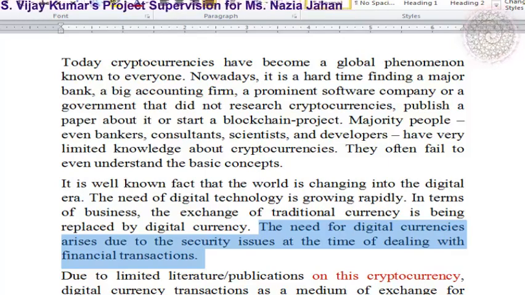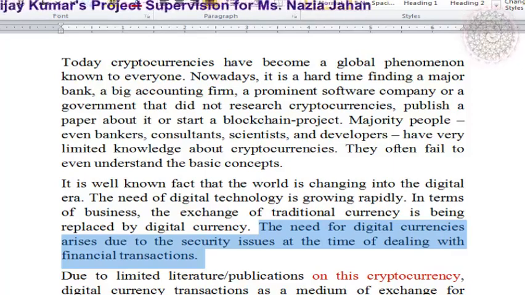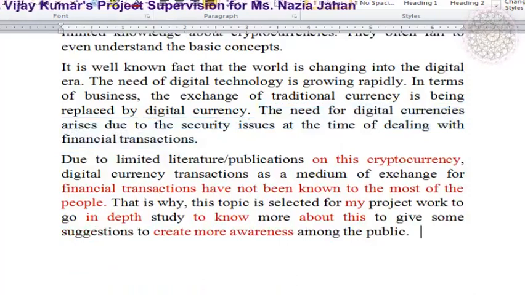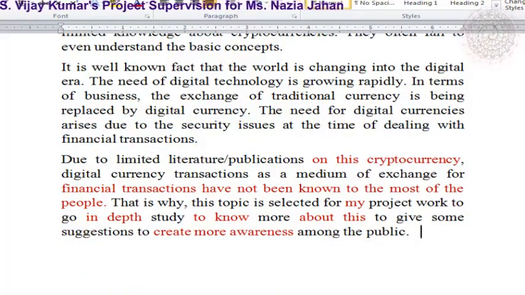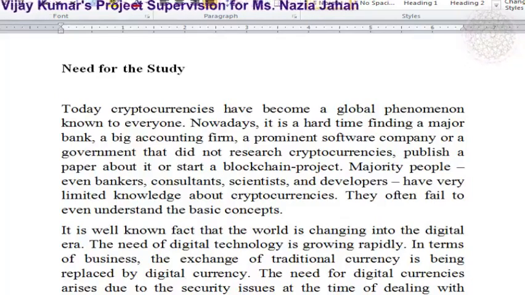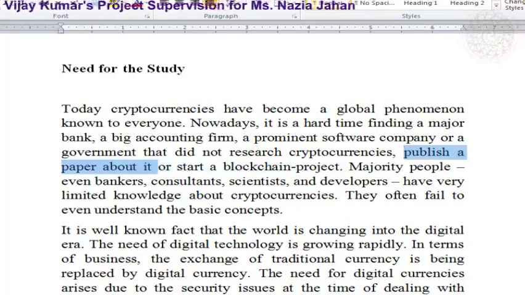You can write, so in India during the pandemic also, so much of digital currency transactions happened. The digital transactions have increased financial transactions. So I think it goes well. You can say it's a need of the hour also to work on digital transactions, digital currencies, to find out the usefulness or lacunae and how to make it useful in our country. Like that, you may think about it. Publish a paper about it.